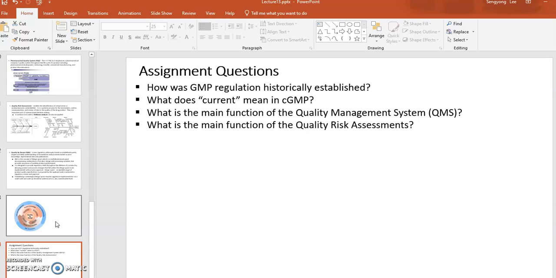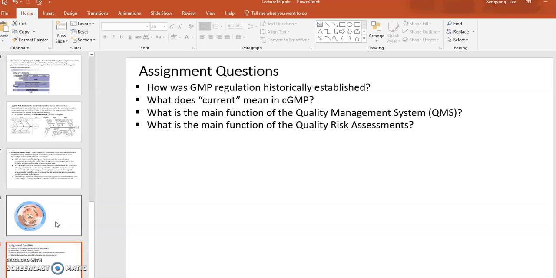So number one, how was GMP regulation historically established? Okay. So after the Kefauver-Harris amendment, of course, and clinical trials started, and then after that, the product should be meeting the safety and then efficacy requirements. And then 1978, the parts 210 and 211 were legalized. Okay, that is the process.